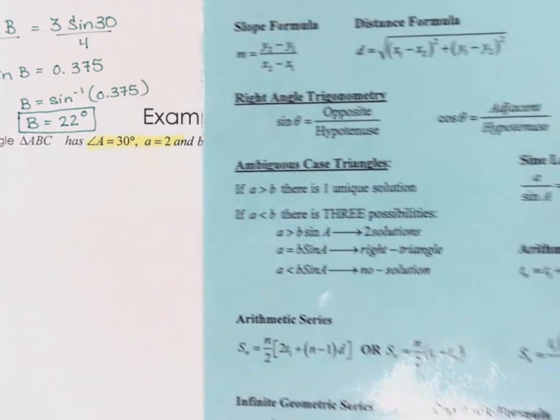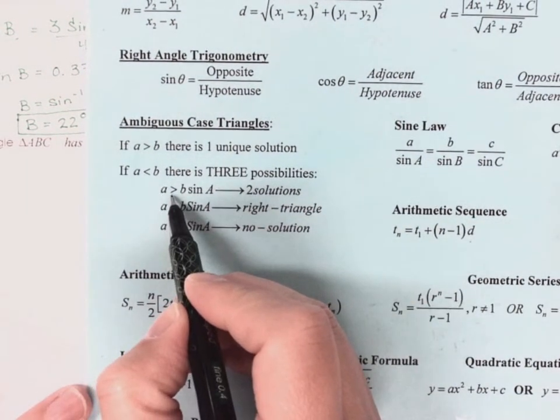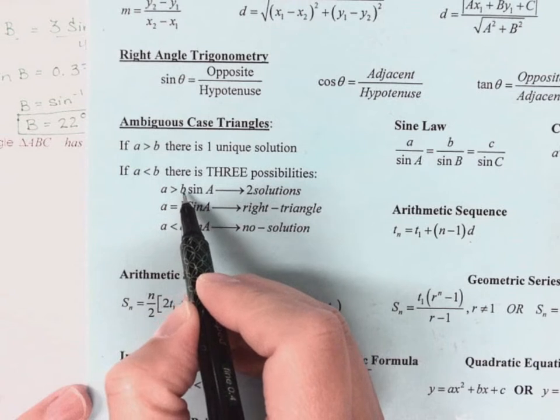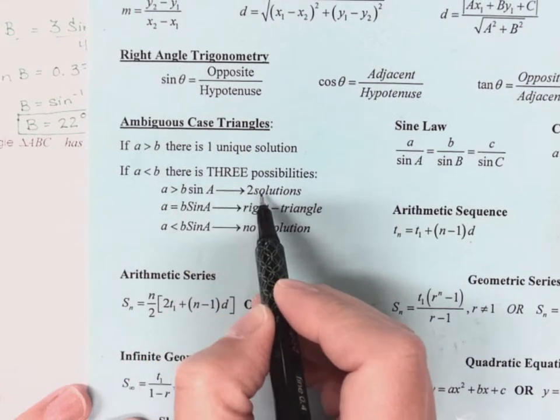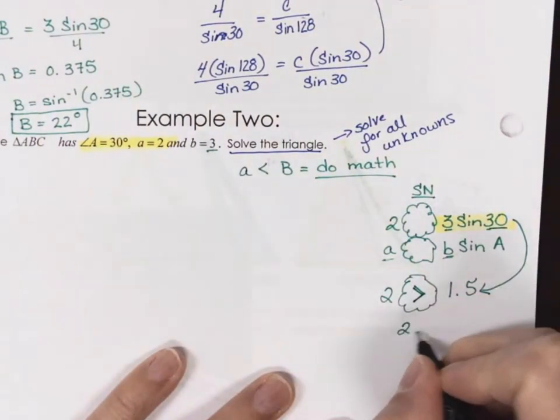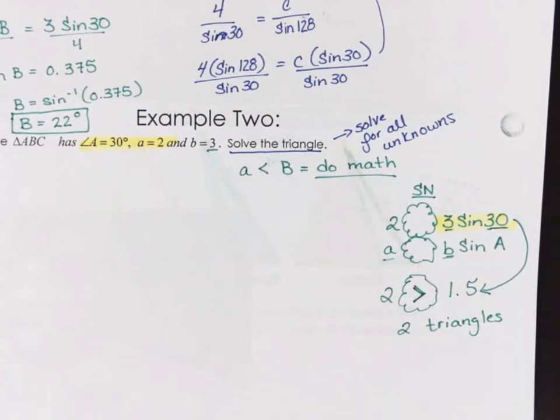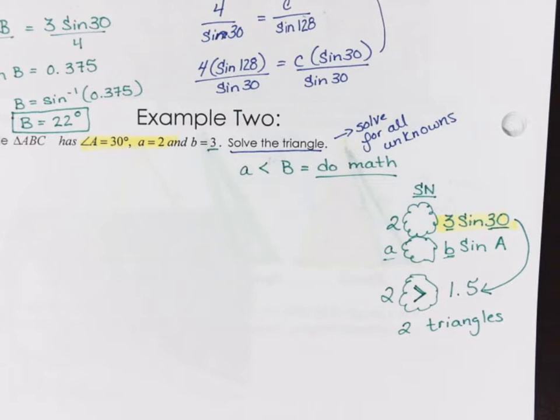So now we go to our list, and if A is greater than B times sine A, how many solutions do we have? This is the two triangles, right? So this is going to tell me that I have two triangles. Whew, I didn't leave myself a ton of room to do this one. Okay. We ready? Everybody emotionally prepared for this? So we're going to draw our first triangle.